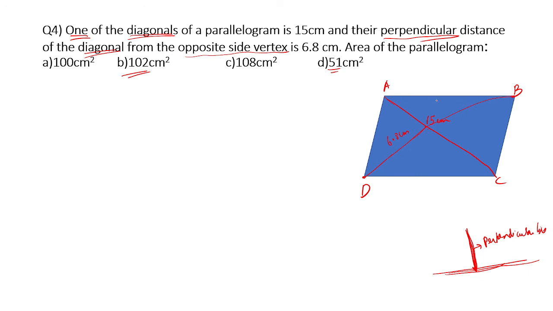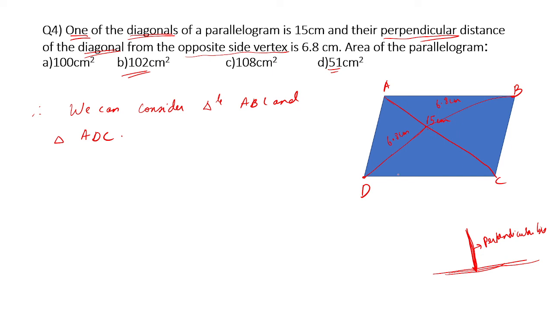This is both 6.8.4 centimeter, clear with that? Therefore, we can consider, you see, what can we consider? We can consider triangle ABC and triangle ADC, clear? You see triangle ABC. Therefore, you look at triangle ABC.